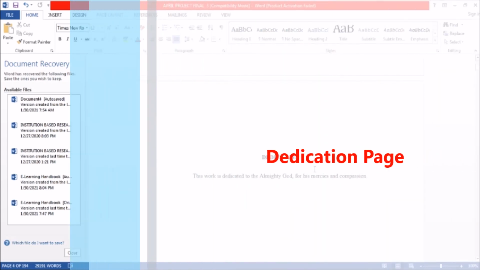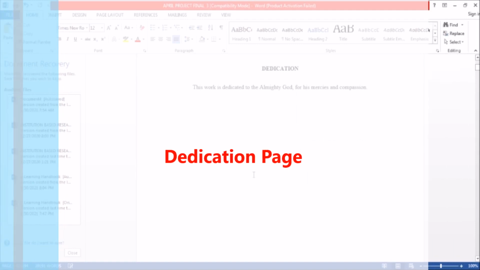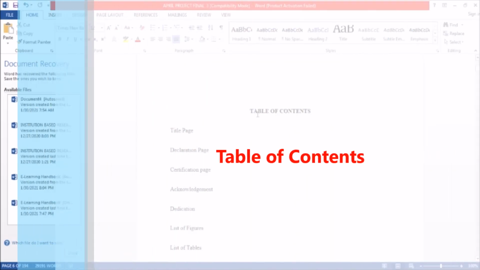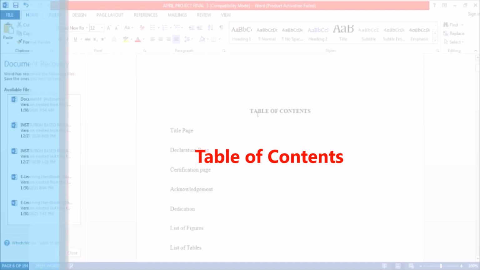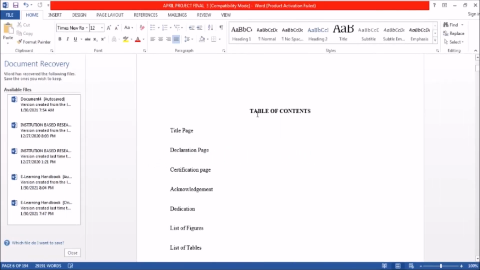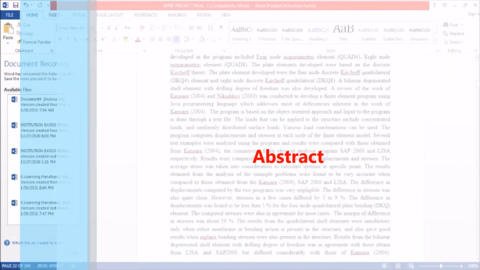So the next thing is dedication. Here you have to dedicate this to someone who is important to you, or to God, whoever is important to you. So the next one is table of content. Here you have the table of content, the various sections of your work, and their respective pages. So you do that.